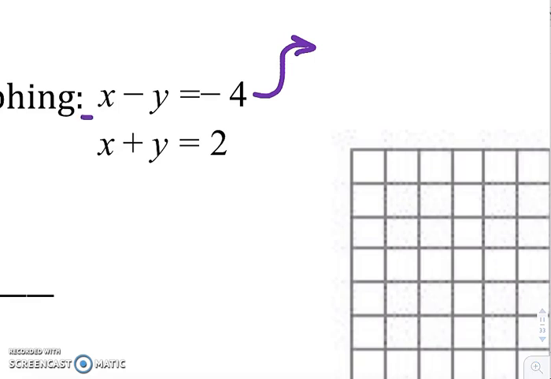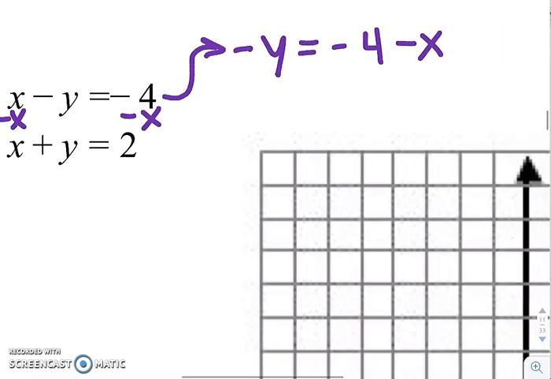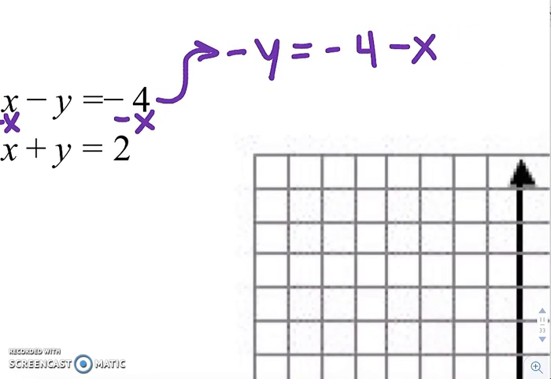So I'm going to subtract that x over to the other side. So that leaves us still with a negative y equals negative 4 minus x. So we don't combine those two guys together. Just kind of add it to the end there. And then this is a negative y. We need it to be a positive y. So we need to divide every single thing by negative 1.